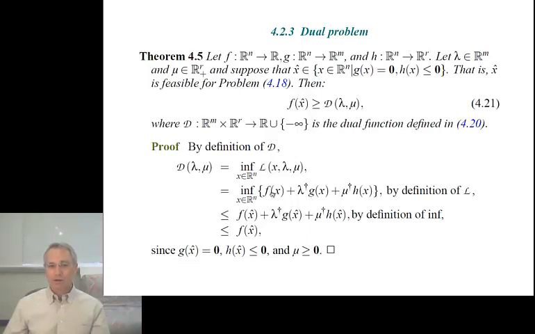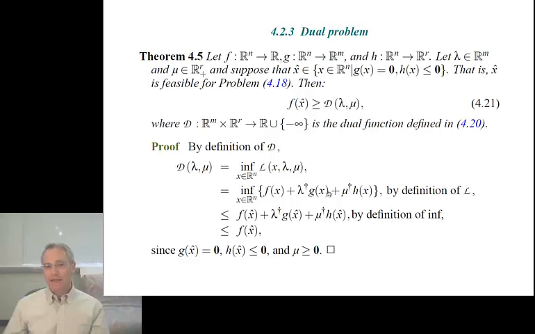Restating the definition of the Lagrangian, it is the objective plus these additional terms, lambda transpose times g of x plus mu transpose times h of x, again by definition of L. Well, the inf over a set of points is less than or equal to the value of that function at any particular point. So let's plug in the point x hat.